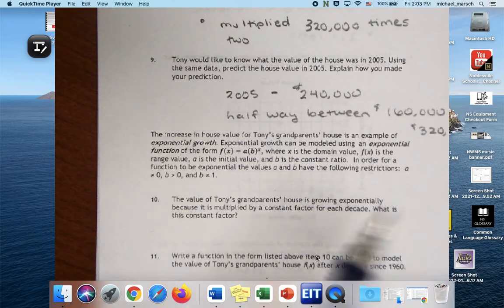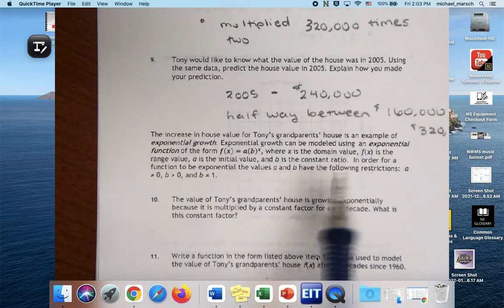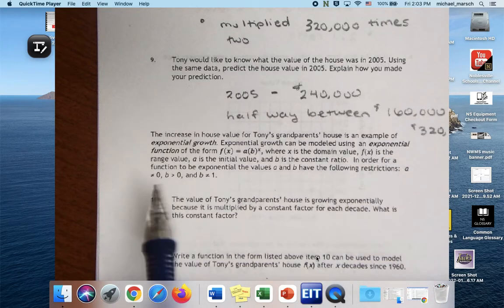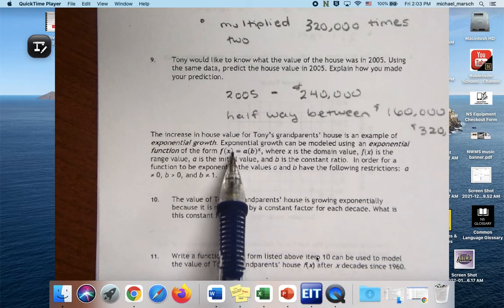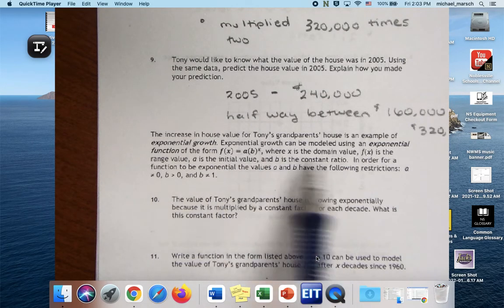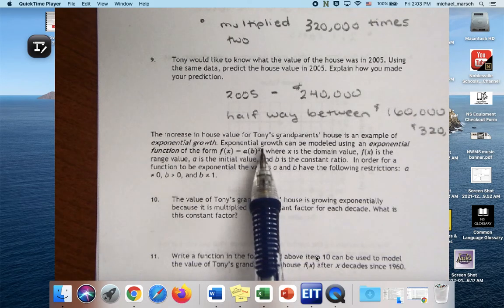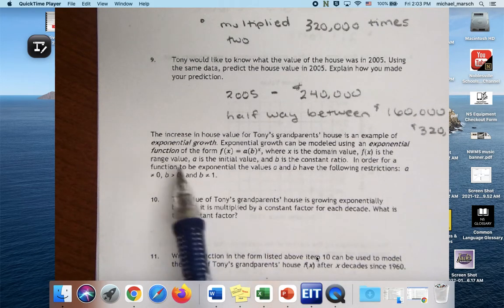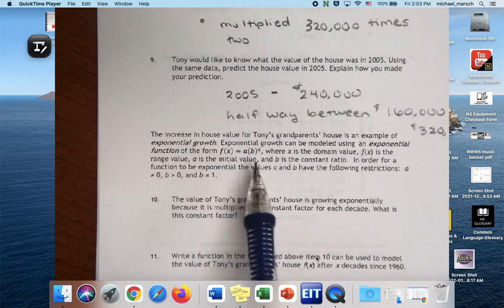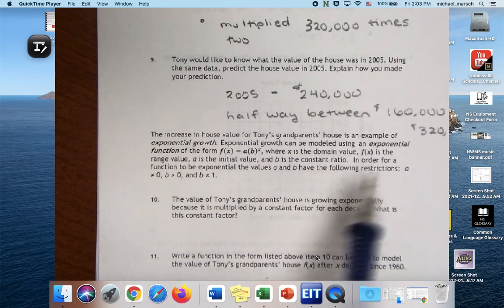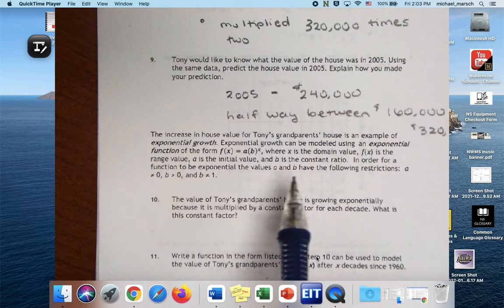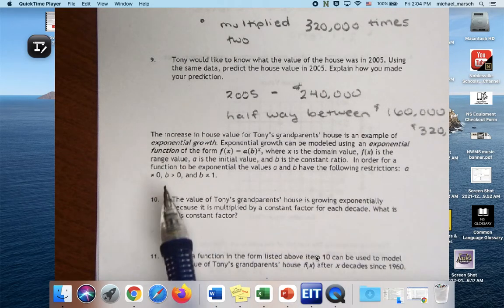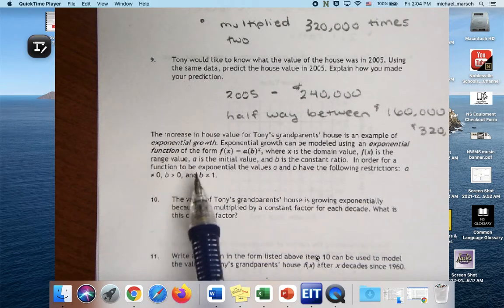This increase is an example of exponential growth. Exponential growth can be modeled by using an exponential function of the form f(x), don't let that scare you, that's just like saying y equals a times b to the x power. x is the domain value. f(x) is the range value, y. a is the initial value, and b is the constant ratio. In order for the function to be exponential, a cannot be 0, b has to be greater than 0, and b cannot be 1. So we'll practice where you guys will be like, wait, I can't do that.